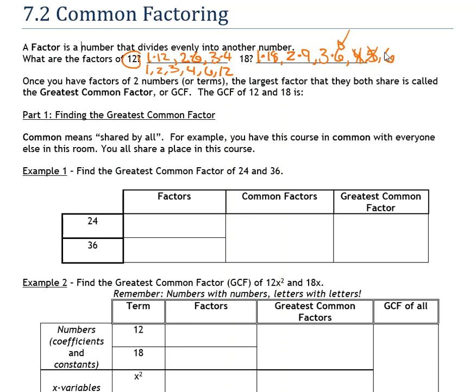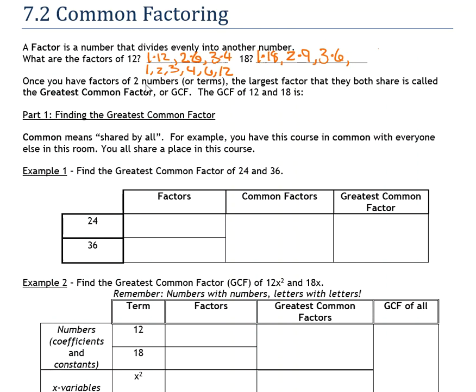And then 7, no. 8, no. And now we're at 9. Half of 18 is 9, and I already have 9 here, so I can stop there. Let me just erase some of these extra markings I made here. All right, those are all the factors of 12 and the factors of 18.